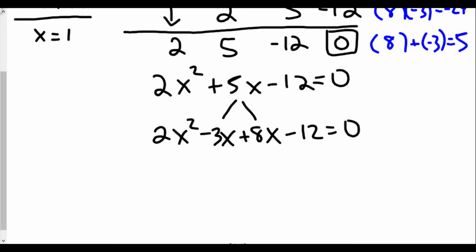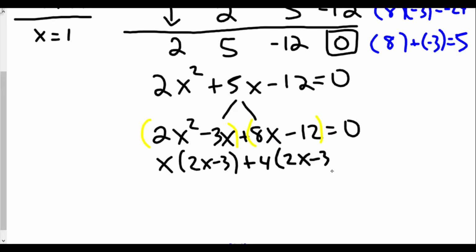So let's group this together. In this case, the greatest common factor is x, and we're left with 2x minus 3. Between 8x and negative 12, the greatest common factor is 4, and we're left with 2x minus 3. And again, we factor out the GCF, which is 2x minus 3, because our GCF is a binomial. And we're left with x plus 4.